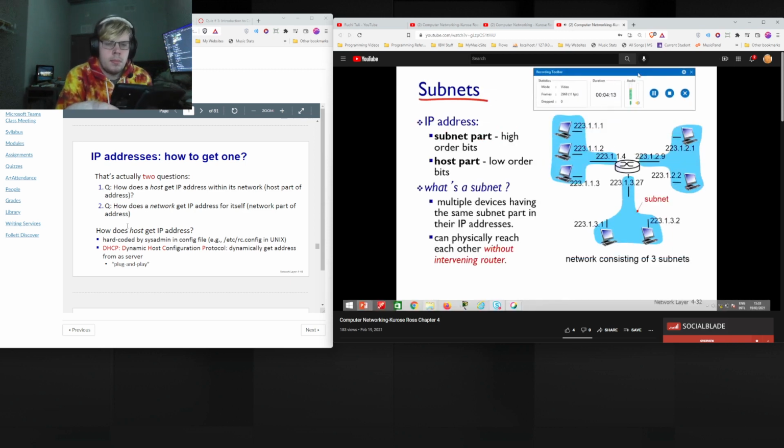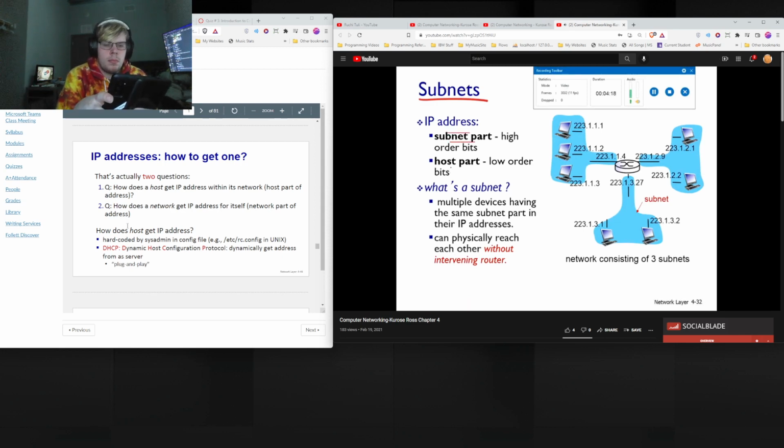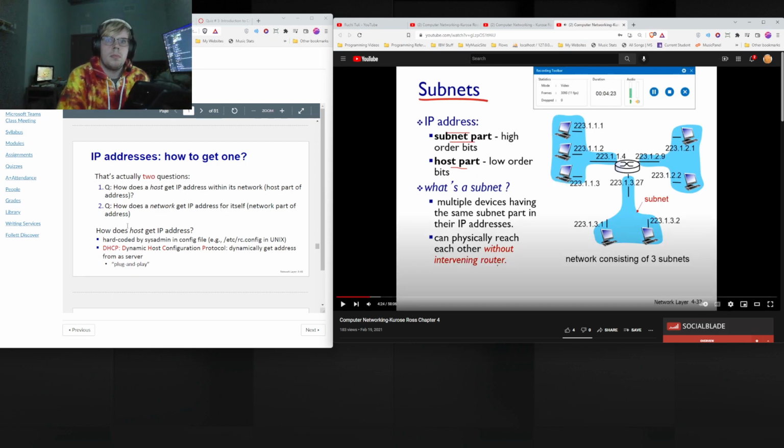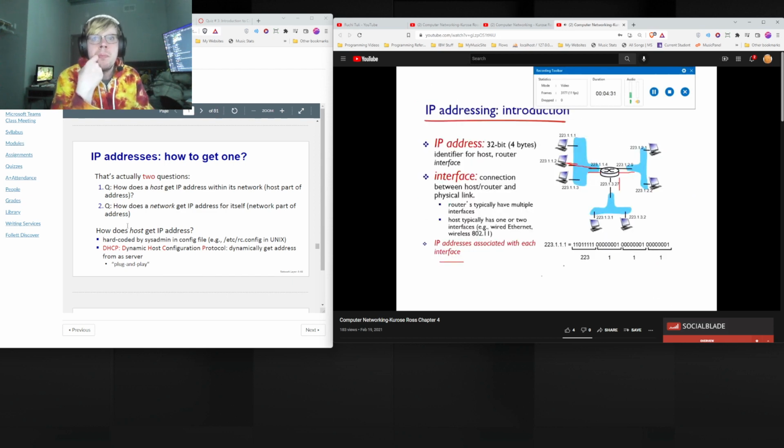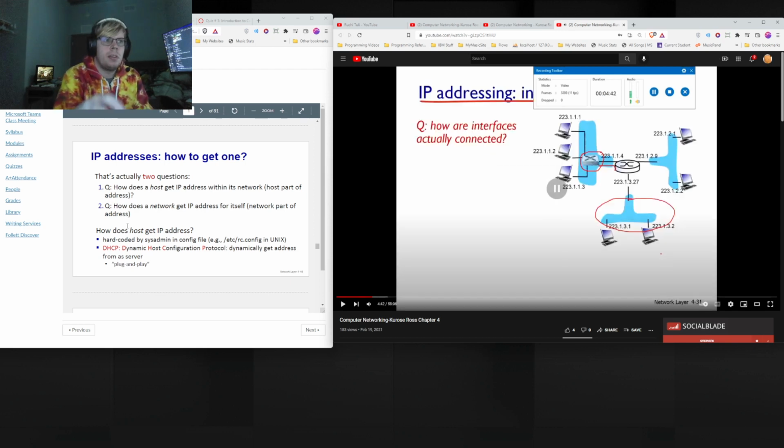Alright, now coming to the subnet part. An IP address has two parts. One is the subnet part and another one is the host part. The subnet part is the high order bits and the host part is the low order bits. If I go back here, these are high order bits and these are low order bits. So the subnet is defined by the high order bits and the host is defined by the low order bits.